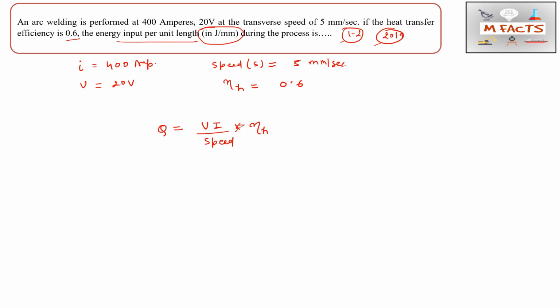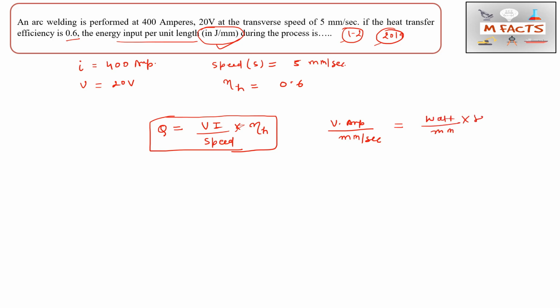Now let us see the units. In the question they are asking in joule per mm. V is volt and I is ampere, and speed unit is mm per second. Volt ampere gives the unit of power, that is watt. So the unit is watt per mm into seconds, and this watt is basically joule per second. So joule per second multiplied by seconds per mm, the seconds cancel, and the unit will be joule per mm. This is basically the heat input per unit length, so this formula is justified for this question.